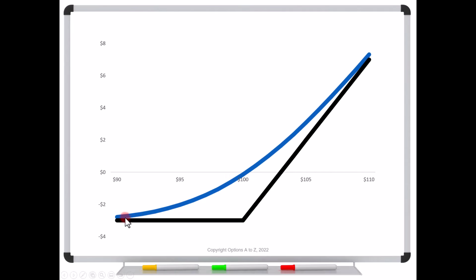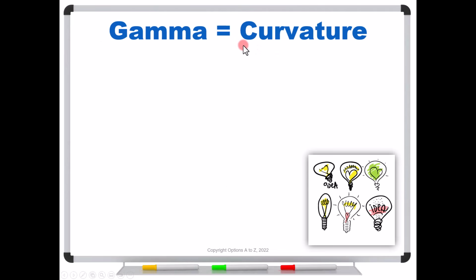So if we look at this blue line, there's a certain angle to it at various points. We can see it's getting steeper as we move to the right, but down here it's fairly flat, and so there's not a lot of delta. But as the stock price moves this way, we start moving up the blue line, and now it's getting steeper, which means we are increasing those deltas. As the stock price moves further to the right, the blue line is getting steeper, so we must be adding to those deltas. And that's what gamma is showing you, by how much you are adding to those deltas. That's what that curvature is showing you. So just remember that gamma equals the curvature.